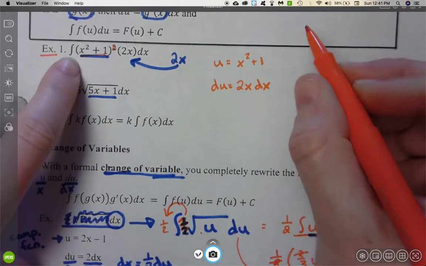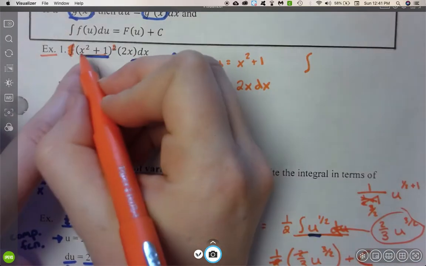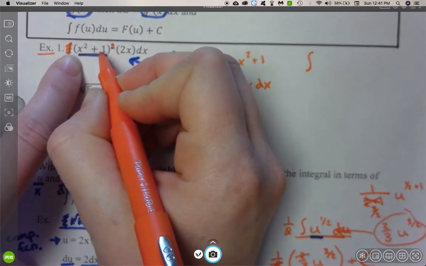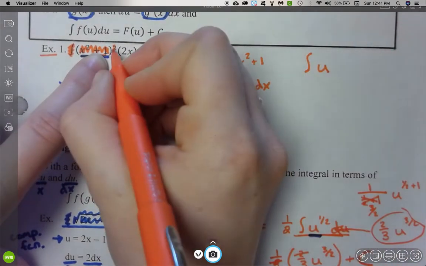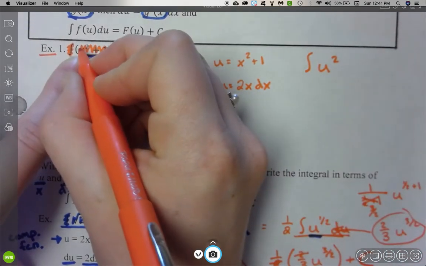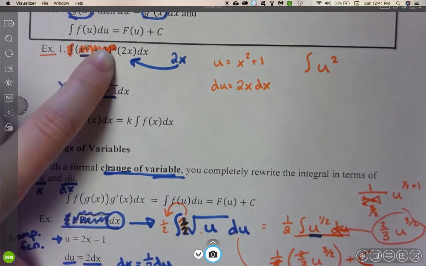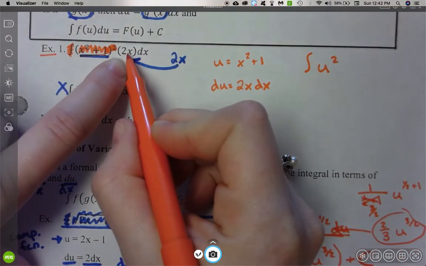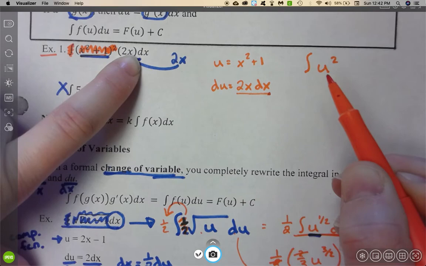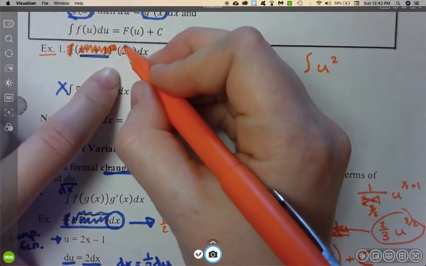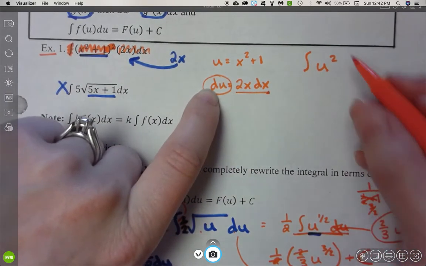So I cross off as I substitute. I write my integral symbol. The x squared plus 1 is going to go away. It is replaced with u, and that will be u squared, because x squared plus 1 squared will now become u squared. And this one's kind of nice because for 2x dx, I need to replace that also, and I don't have to divide anything over to the other side. I can just replace it with du. So 2x dx is exactly the same thing as du. So I'm going to write du here.